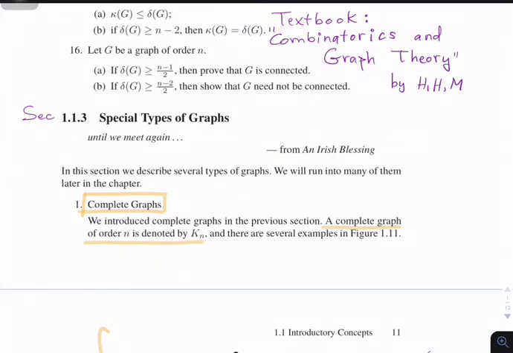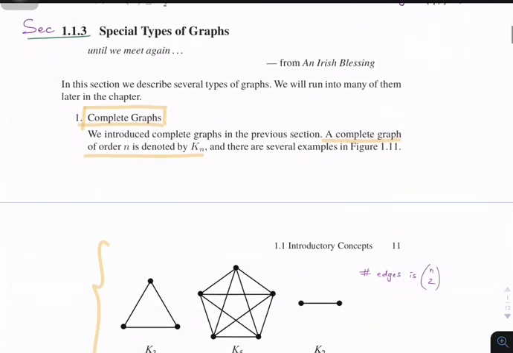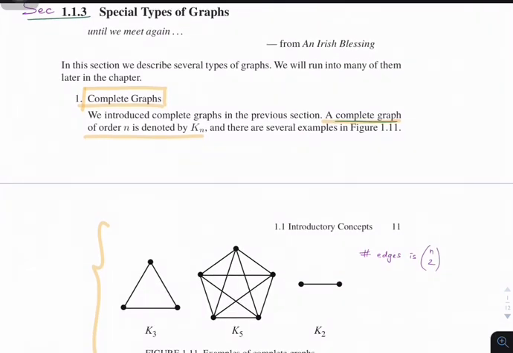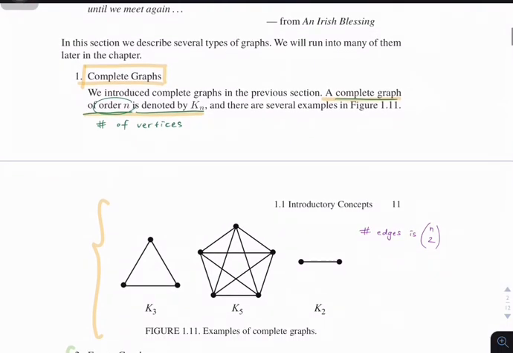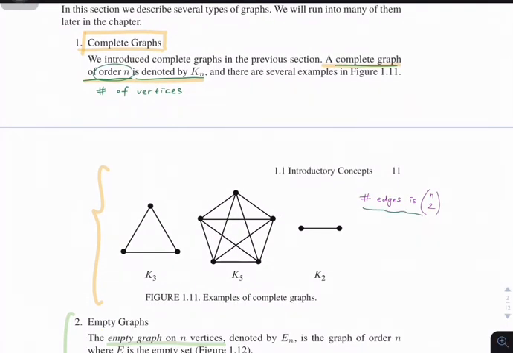Hello, this lecture is based on the textbook Combinatorics and Graph Theory, section 11.3, Special Types of Graphs. A complete graph of order n is denoted by K sub n. So remember that order is the number of vertices. A complete graph is when there's an edge between every two vertices, and the number of edges would be n choose 2. And here are complete graphs where n is 2, 3, and 5.